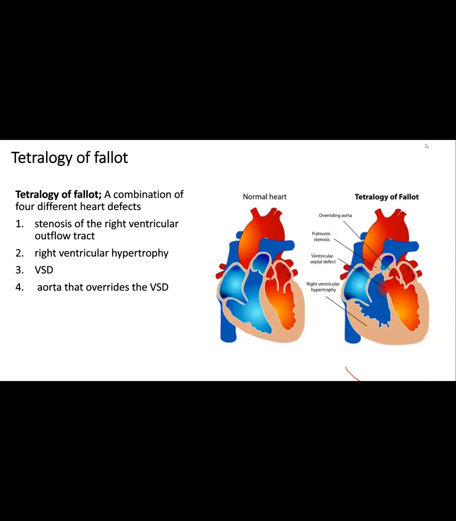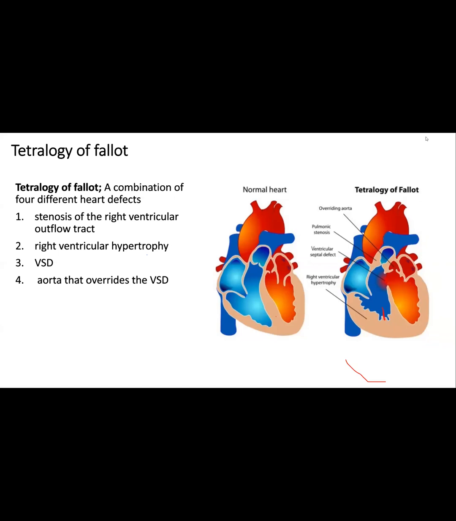So tetralogy of Fallot, again, it's the most common cause of cyanotic congenital heart defect. Normally the atrioventricular septum is here, but in tetralogy of Fallot what happens is that this septum is shifted a little bit to the right side. So instead of the septum, okay, let's just annotate it.